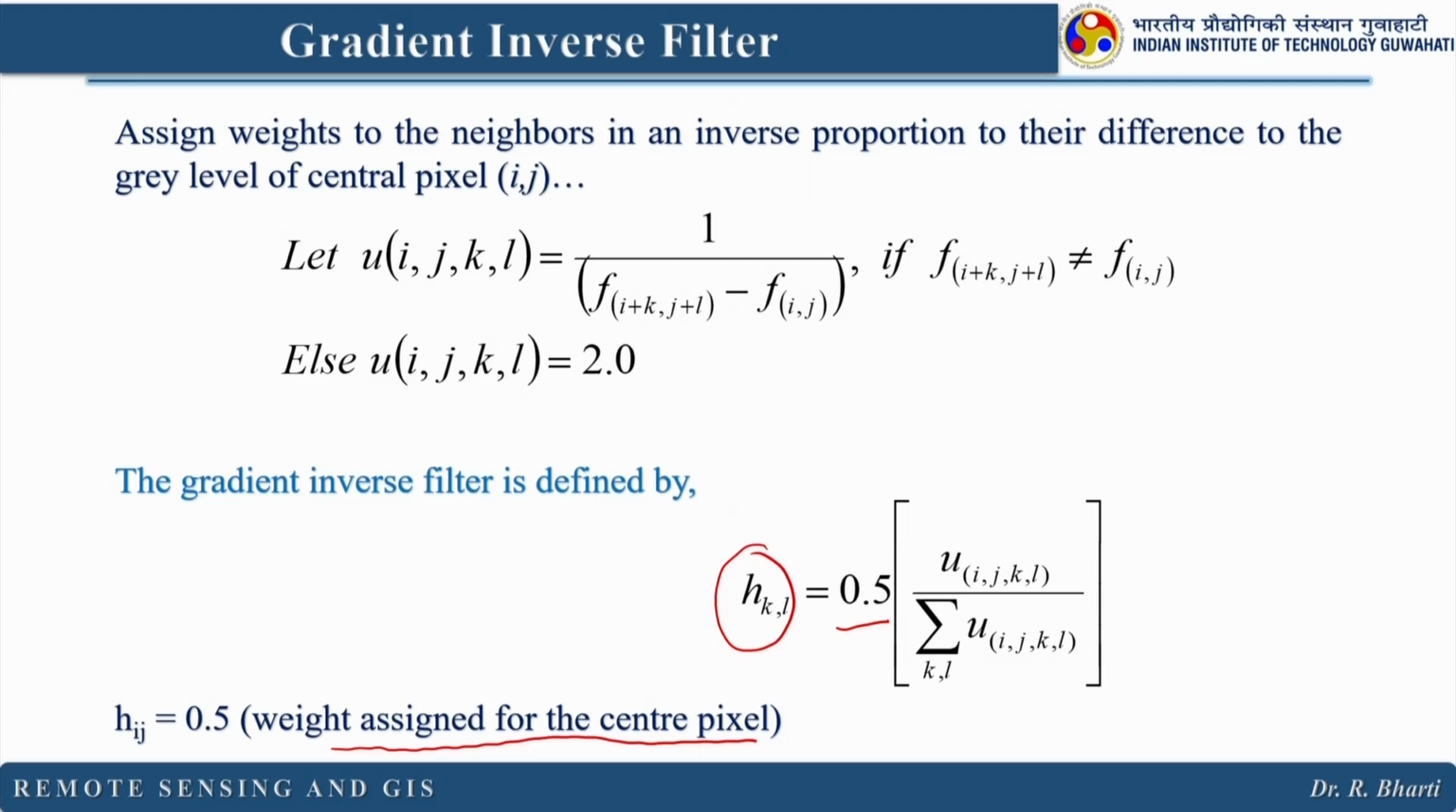So this is very important. In the gradient inverse filter, you are giving more weightage to the values which are similar to your central pixel value, and you are giving 50% out of 100 to the central pixel. So here you want to preserve your original information, right, but at the same time you want to apply this gradient inverse filter to correct your image, right.